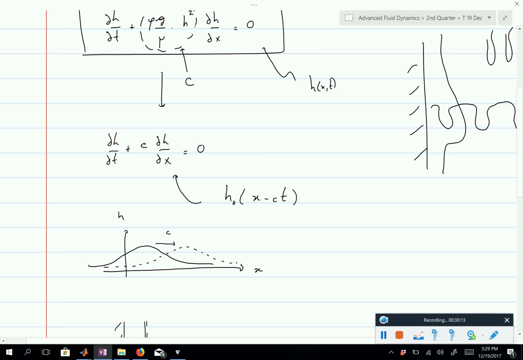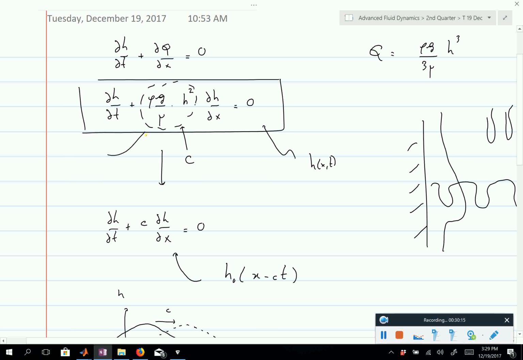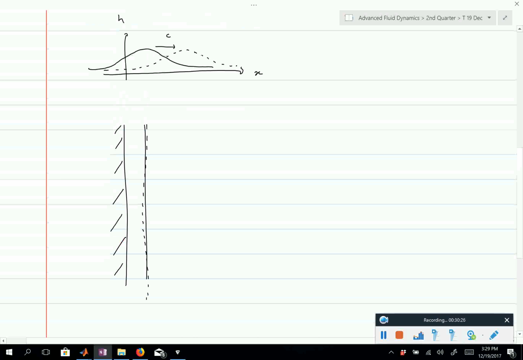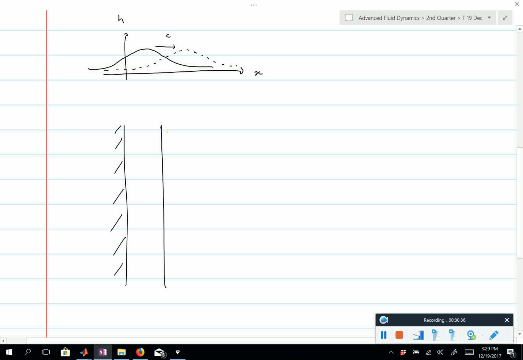Now from this equation, if it's not perfectly flat but h is roughly constant, you would say c is roughly constant. Let me start again because this is very unclear. You think you did a great job and it looks very flat, but in reality it's not so flat. It's like this. Now, as long as h remains almost constant, c is constant, so everything is just going to translate down at the velocity c.